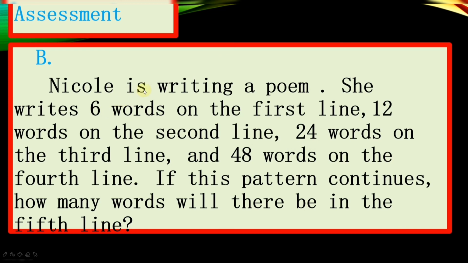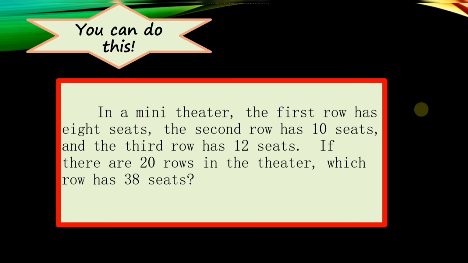Nicole is writing a poem. She writes 6 words on the first line, 12 words on the second line, 24 words on the third line, and 48 words on the fourth line. If this pattern continues, how many words will there be in the fifth line? Lastly, in a mini theater, the first row has 8 seats, the second row has 10 seats, and the third row has 12 seats. If there are 20 rows in the theater, which row has 38 seats?